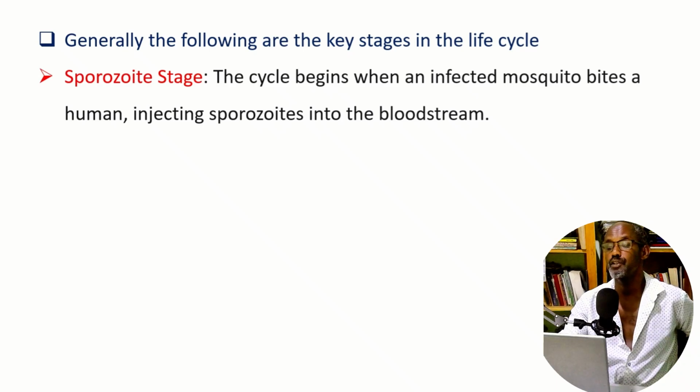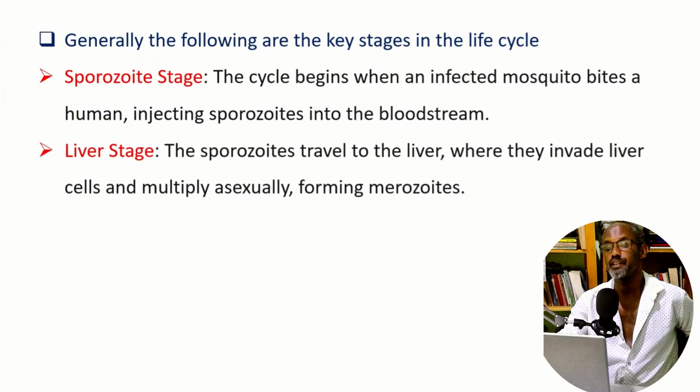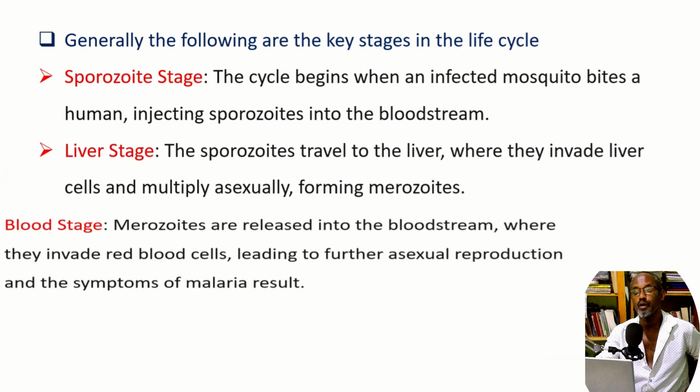The cycle begins when an infected mosquito bites a healthy human, injecting sporozoites into the bloodstream. Liver stage. The sporozoites travel to the liver, where they invade liver cells and multiply asexually, which is known as schizogony, forming merozoites.